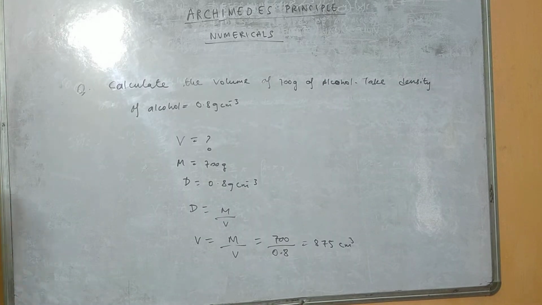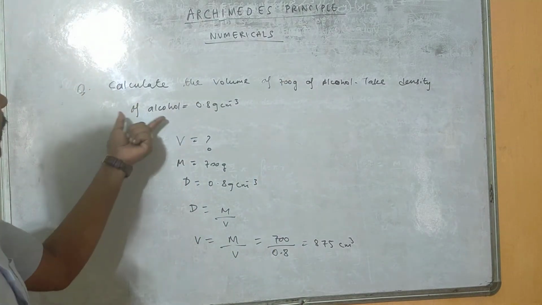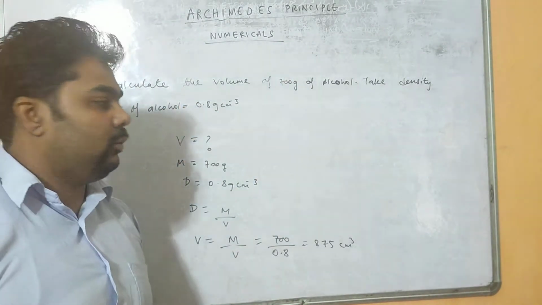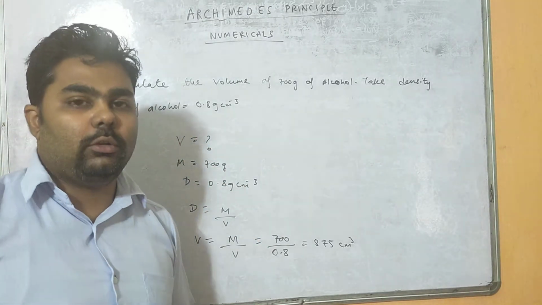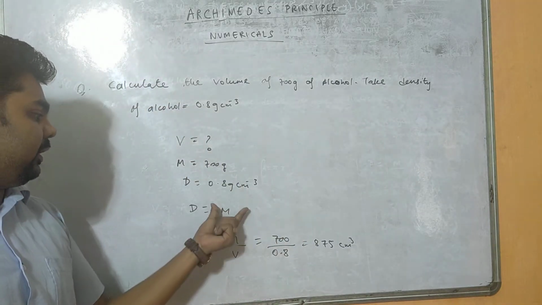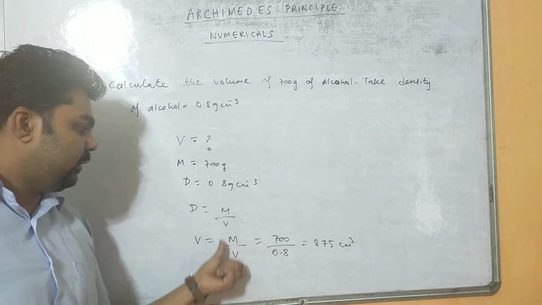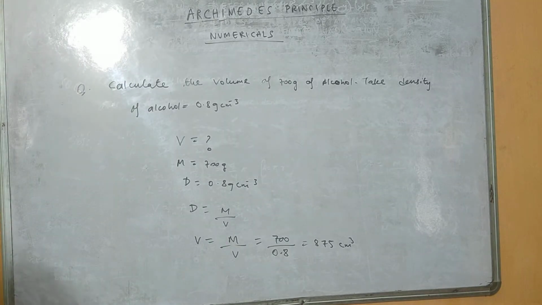Calculate the volume of 700 gram of alcohol. Take density of alcohol as 0.8 gram per centimeter cube. Volume we have to find, mass is given, density is given. So density equals mass by volume. Just divide mass, which is 700 gram, by 0.8. After dividing, you will get the answer 875 centimeter cube. So it can also be written as 875 cc.